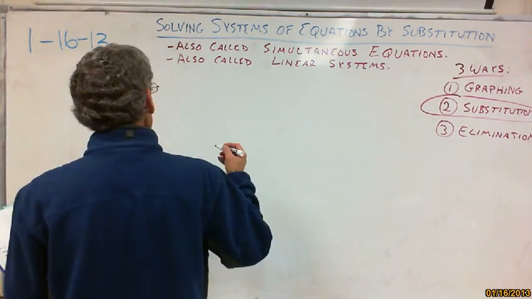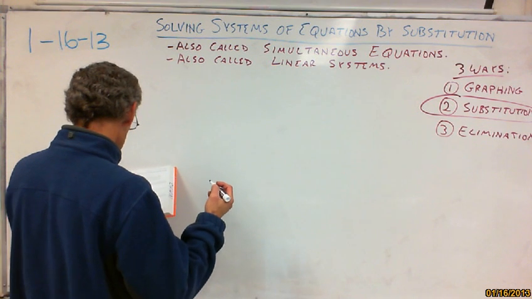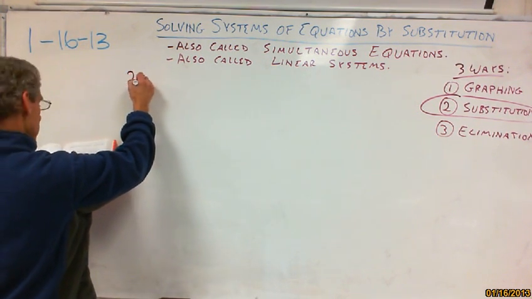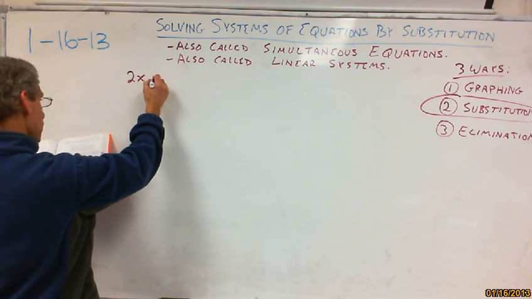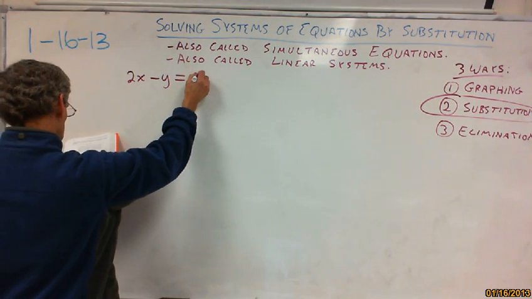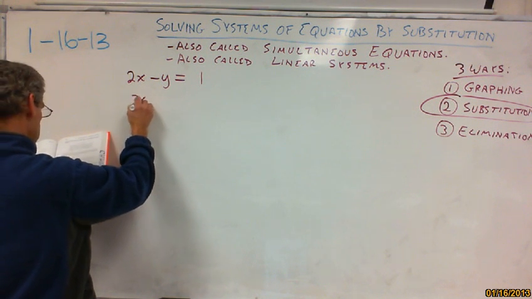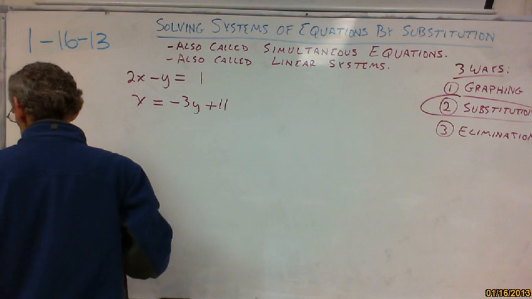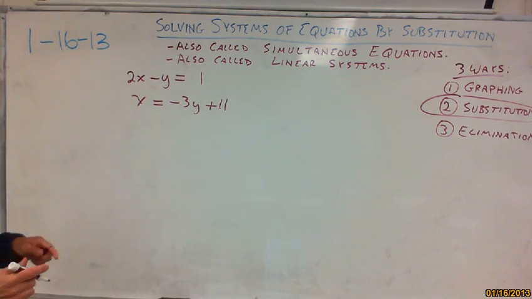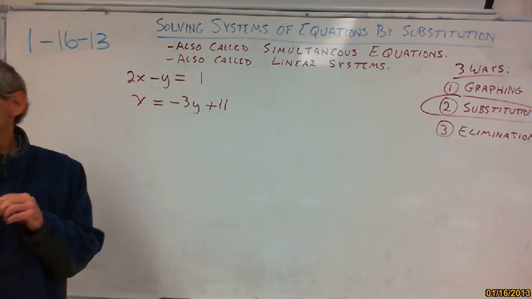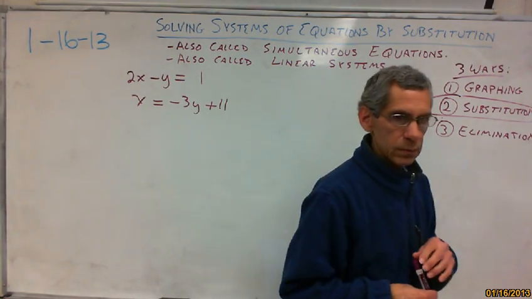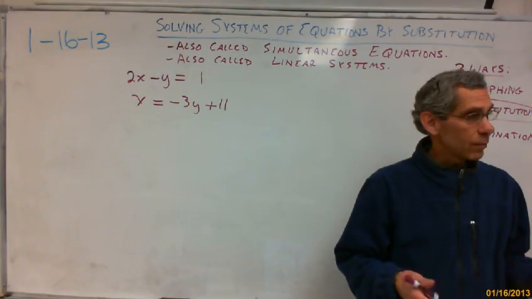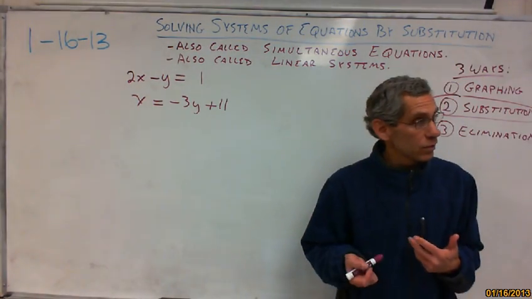Okay. So I'm just going to take one right out of the book. It says solve this: 2x minus y is equal to 1, and then x equals negative 3y plus 11. All right. What does substitution mean? Replacing something with something else. That's exactly what we're going to do.